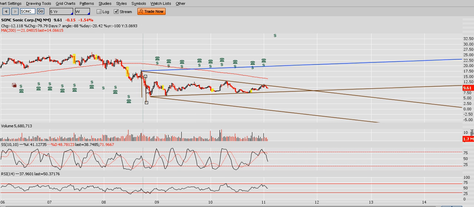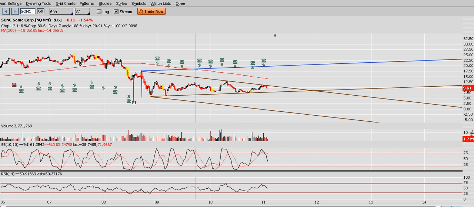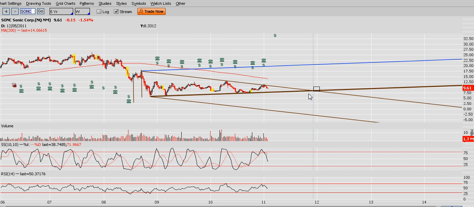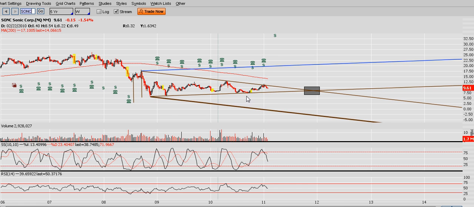Going to duplicate that, and the general rule with symmetrical triangles is that a breakout occurs anywhere between halfway to the apex, which the apex is right there of the triangle, halfway to the apex, which would run us about middle of 2010, to 3/4 of the apex. So that would run us to maybe a month from now, maybe March perhaps. So expect a breakout eventually.